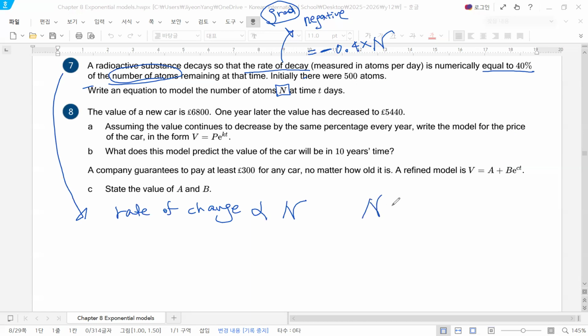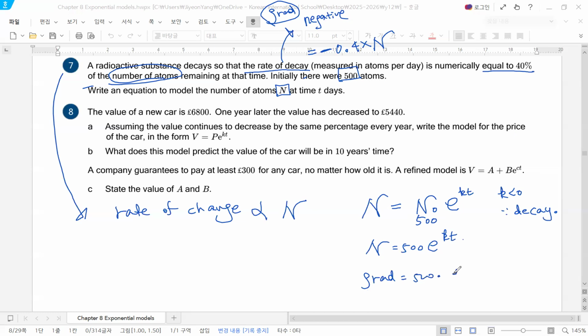So we can model this one as n equals n0, the initial value, e to the power of kt, where k is a negative number since it's decay. Then since 500 is the initial value, you can put 500 here, then n equals 500 e to the power of kt. Let's find the gradient of this one. Gradient is 500 times k times e to the power of kt. Since they say the gradient is negative 0.4 times n, this is negative 0.4 times n.